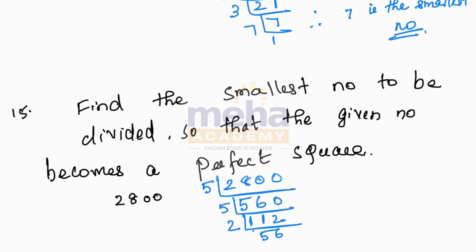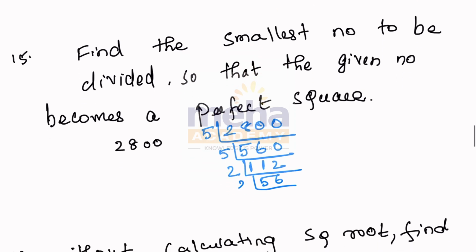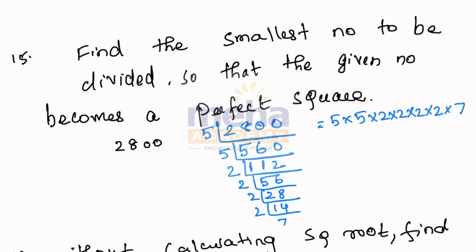5 2s are 10. 6 2s are 12. 2 table. 2 2s are 4. 8 2s are 16. 2 7s are 14. So the factors of 280 are 5 into 5 into 2 into 2 into 2 into 2 into 7. So here all the numbers are paired except 7, which is not paired.